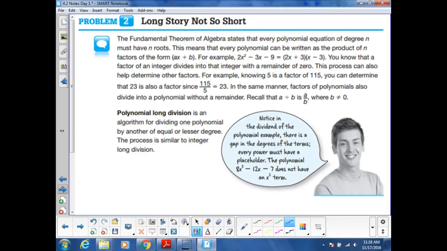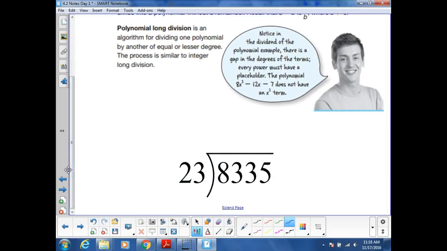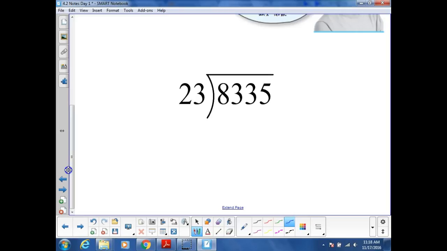What we're going to do today is something called polynomial long division. In order to do that, I'm first going to refresh your memory on numerical long division. So, numerical long division, we're going to divide 23 into 8,335.